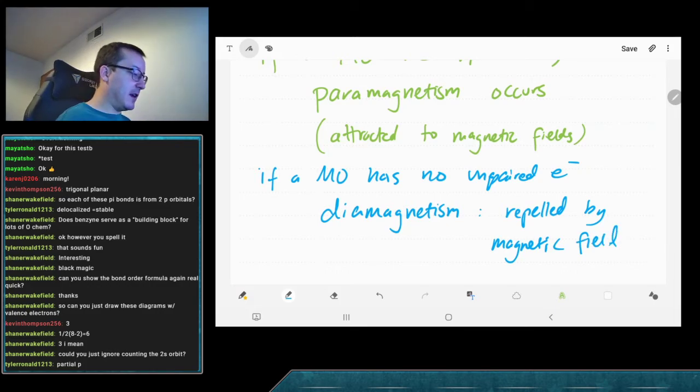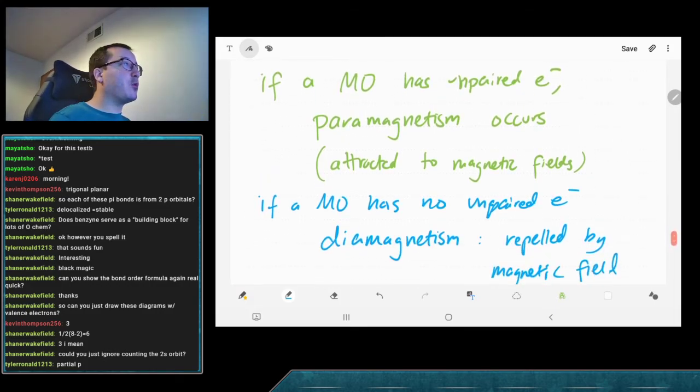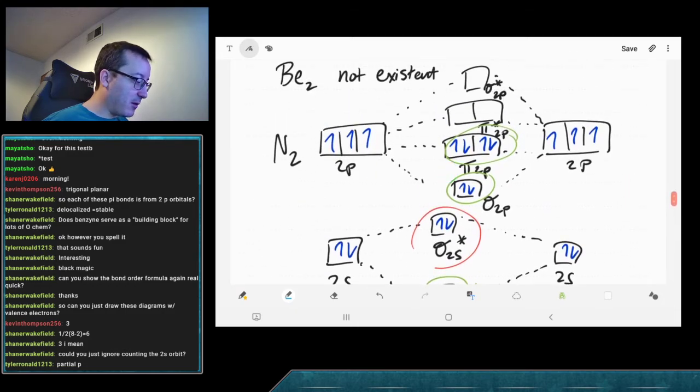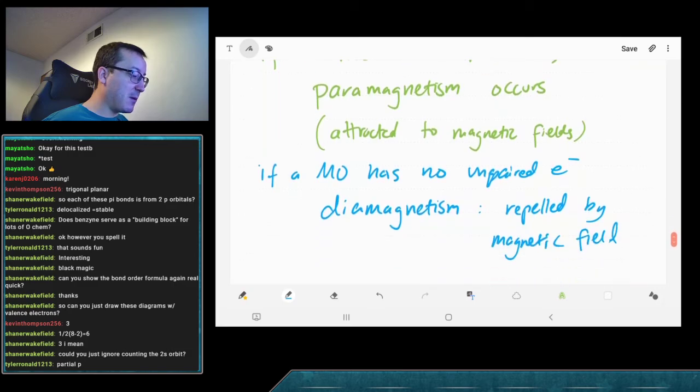So interestingly enough, if you were to pour liquid oxygen, liquid O2, in between some magnets, you're going to see that the oxygen is actually going to stick to the magnets, which is pretty interesting to see. Whereas something like nitrogen, which we saw had no unpaired electrons in its molecular orbital, is diamagnetic and is going to be repelled by a magnetic field. So oxygen is paramagnetic. It can be attracted to a magnetic field.